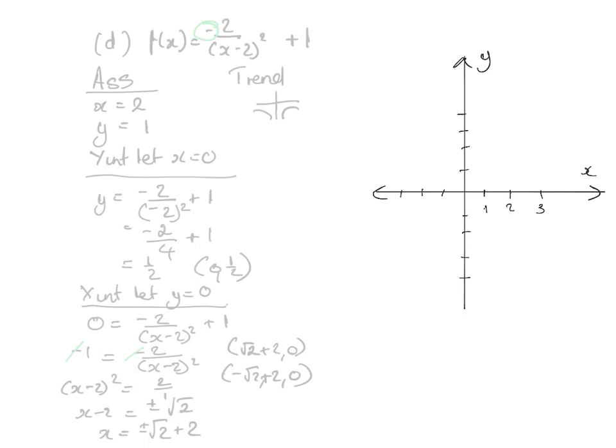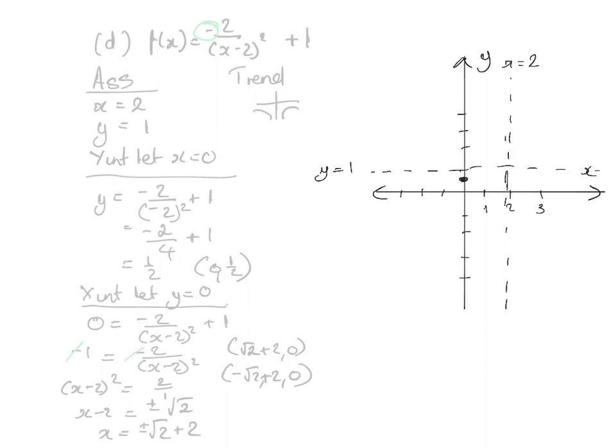So let's fill in our asymptotes to start off with. X equal to 2 is all the way along here. Don't forget to label it. X equal to 2. Y equal to 1 is all the way along there. Again, don't forget to label your asymptotes. Now, all the other information we know. We know the y-intercept is at 0, a half, which is there.